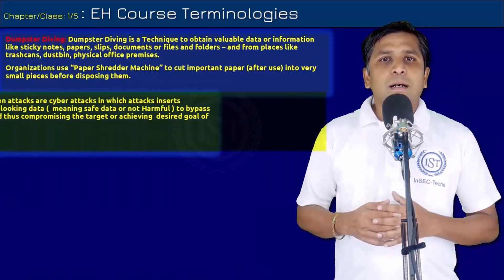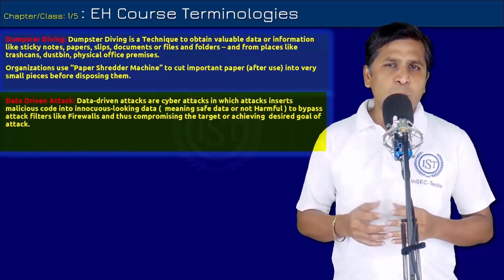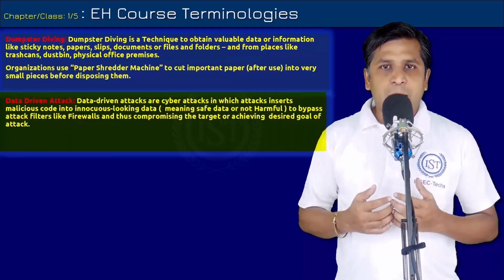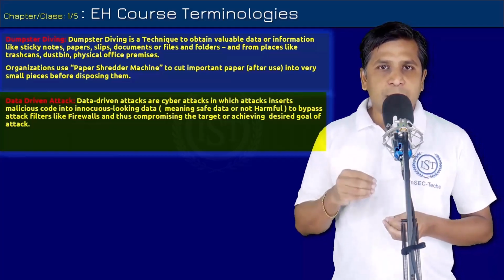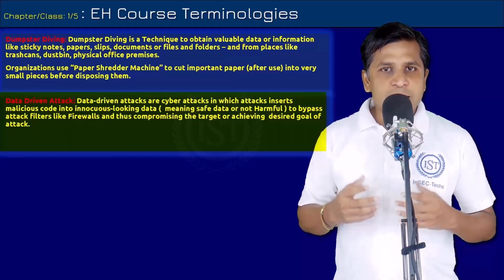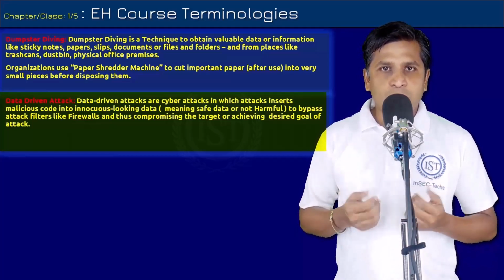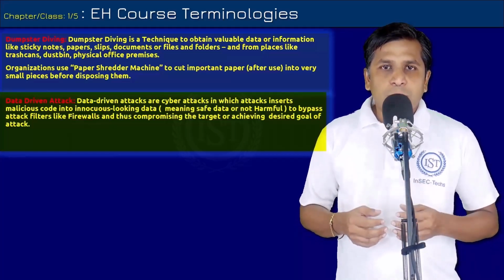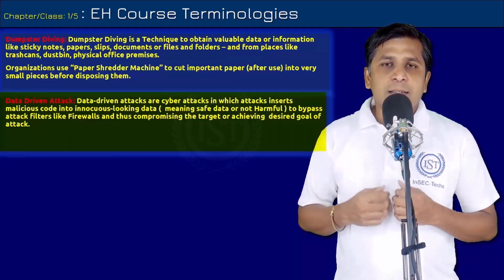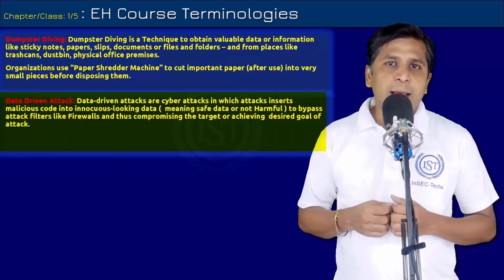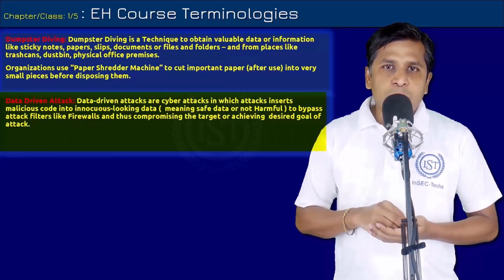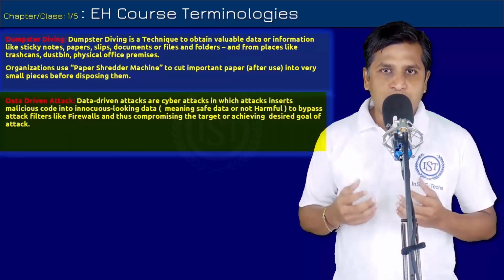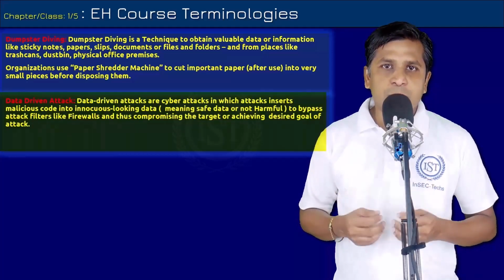Then comes the data driven attack. So what is a data driven attack? Data driven is a form of cyber attack where the attacker embeds malicious code into a legitimate looking or genuine looking code or software. A Trojan horse is an example. So a data driven attack is a form of cyber attack where the attacker embeds malicious code in innocuous looking, meaning safe or not harmful looking, software application or script.